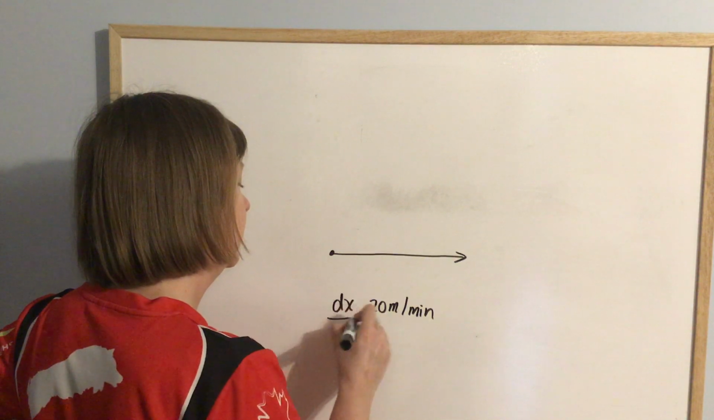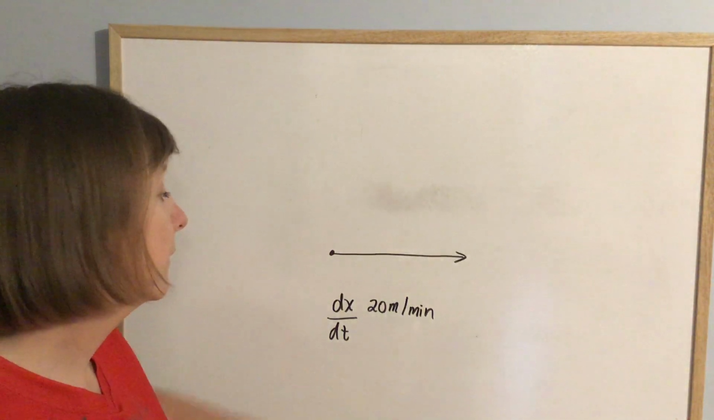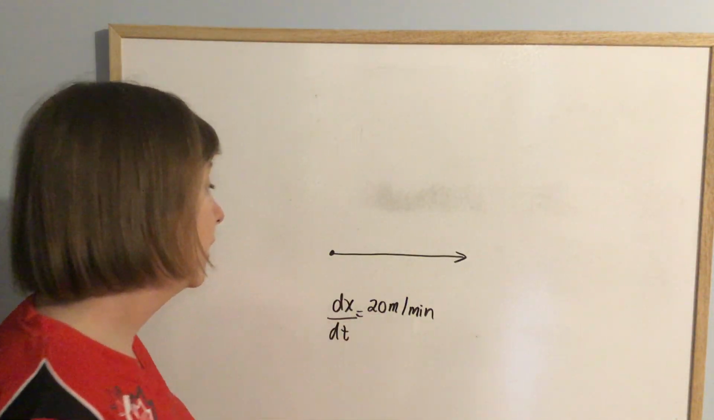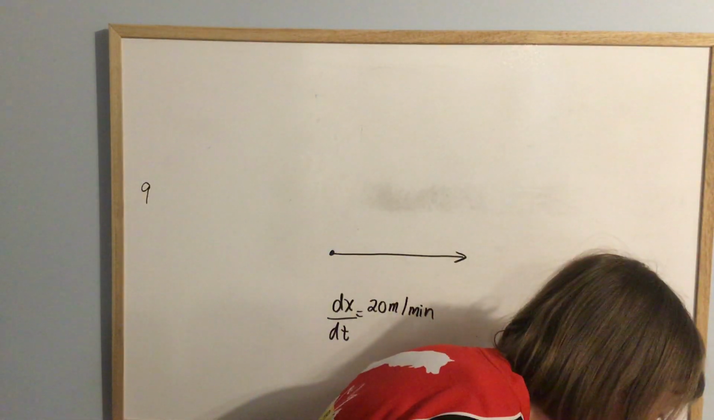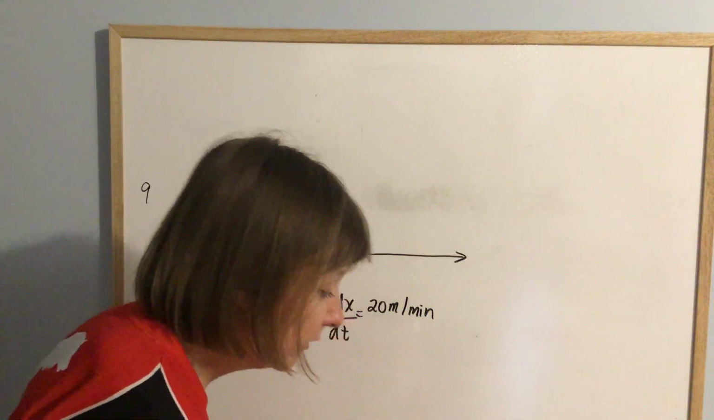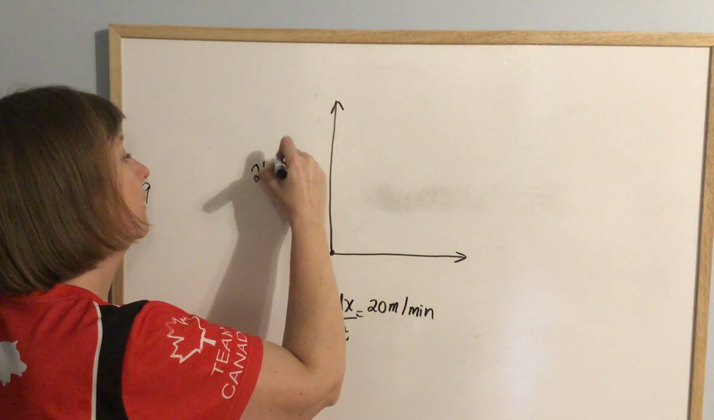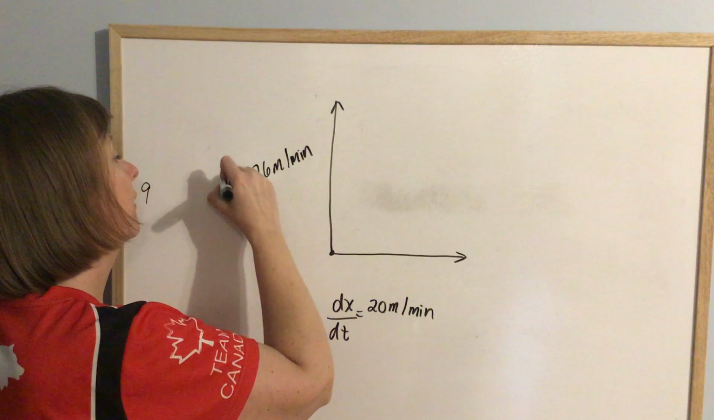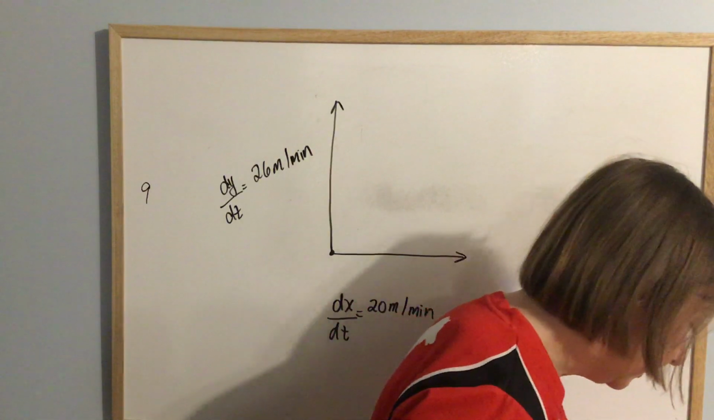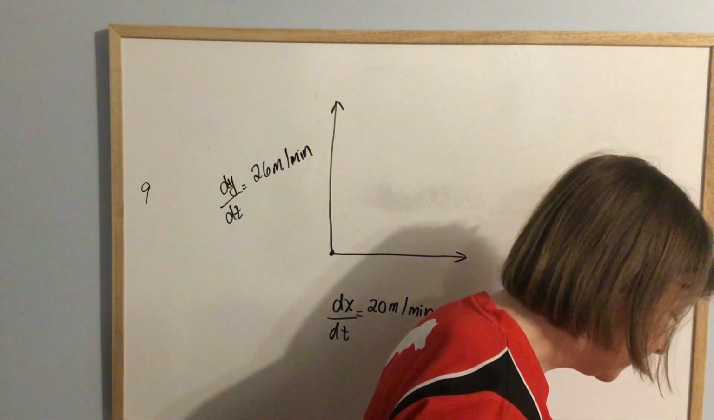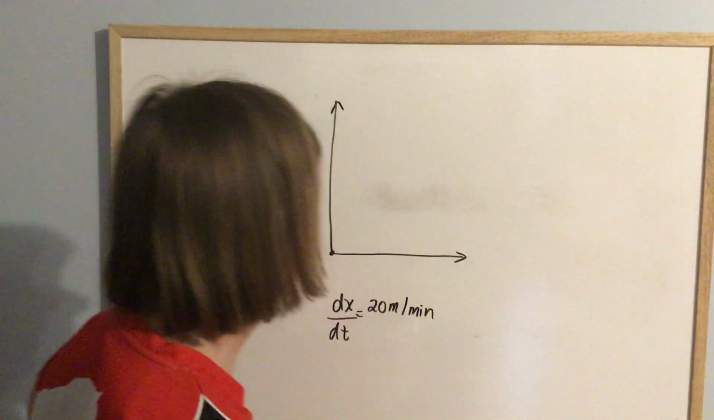So that would be a dx over dt. Again, I know it's time because that's time, and I know it's x because it's going across. And Zarko bicycles north at 26 meters per minute. And so that is a dy over dt. Now, at what rate is the distance between Kruno and Zarko increasing 2 minutes later?